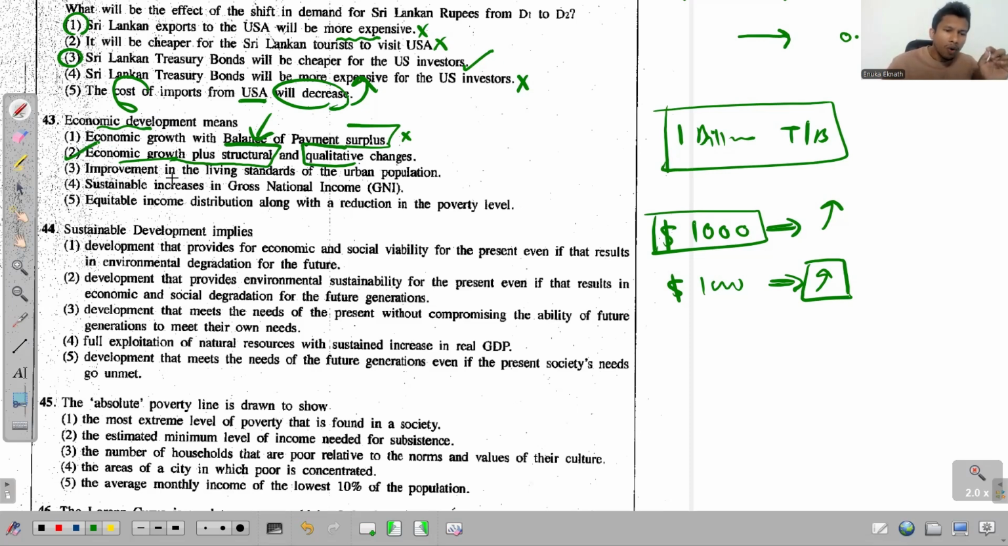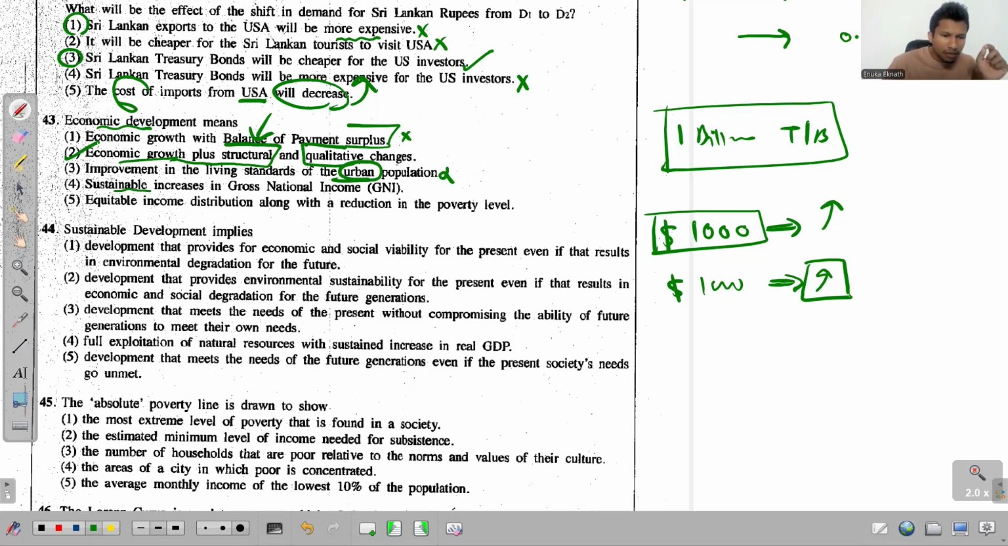Third one says improvement in the living standards of the urban population. We had the same sentence in the 2019 paper as well, which is not true. Or a common sense, it only talks about the urban population here. So it will never be the answer.